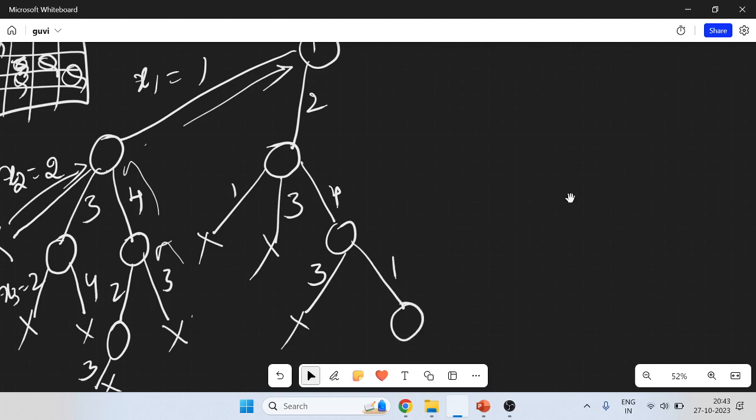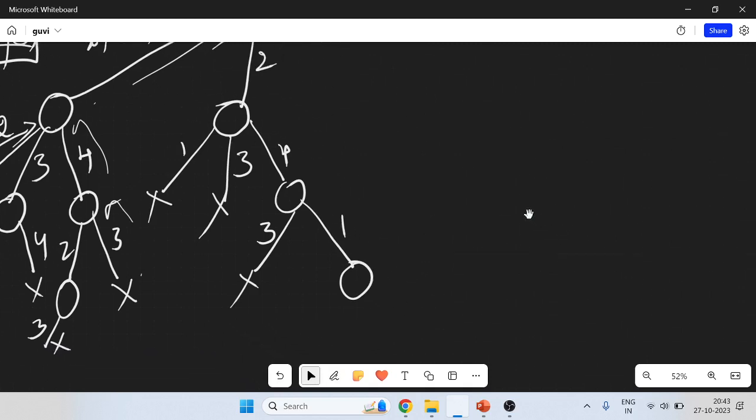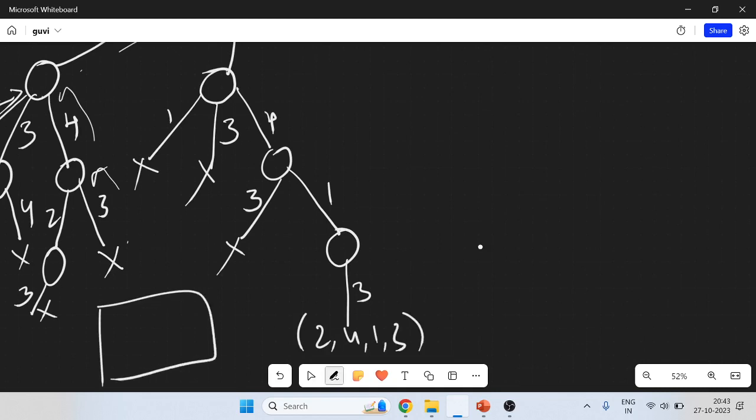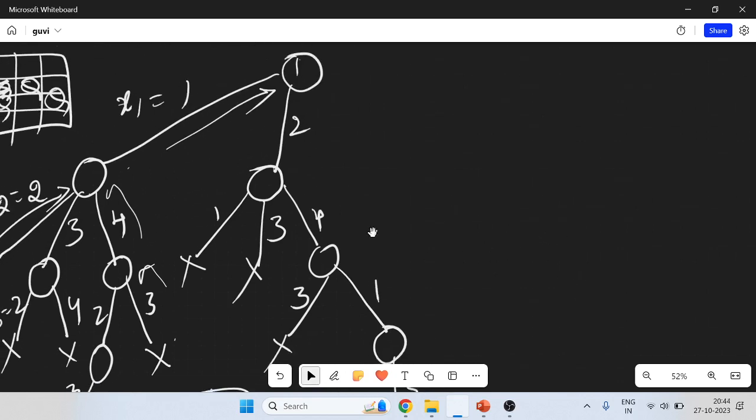Then I have to check the alternative for the fourth queen. 2 4 1 are utilized, so the fourth queen can be placed on the third. Yes, it's good. So this tuple 2 4 1 3 is an answer. 2 4 1 3 is an answer. We'll see whether it is or not. 2 4 1 3. Yeah, all the 4 queens are placed on the board, and no 2 queens attack each other in this solution. Okay, have you seen the advantage of this?